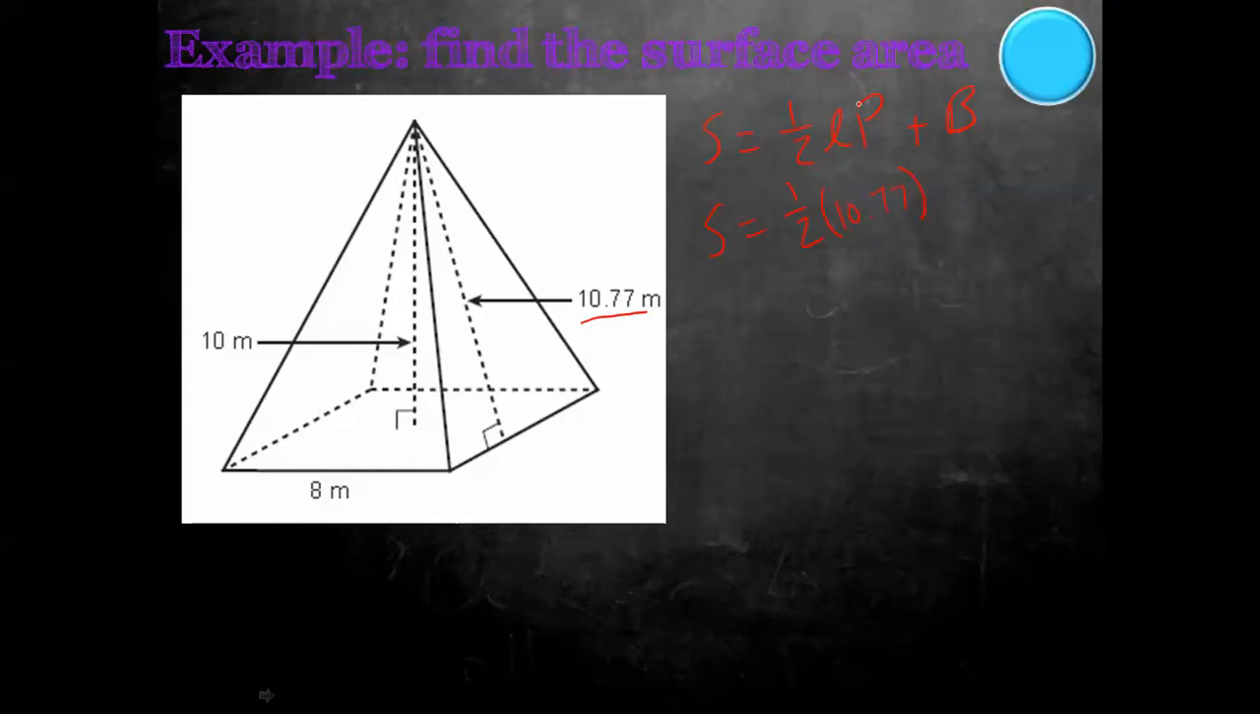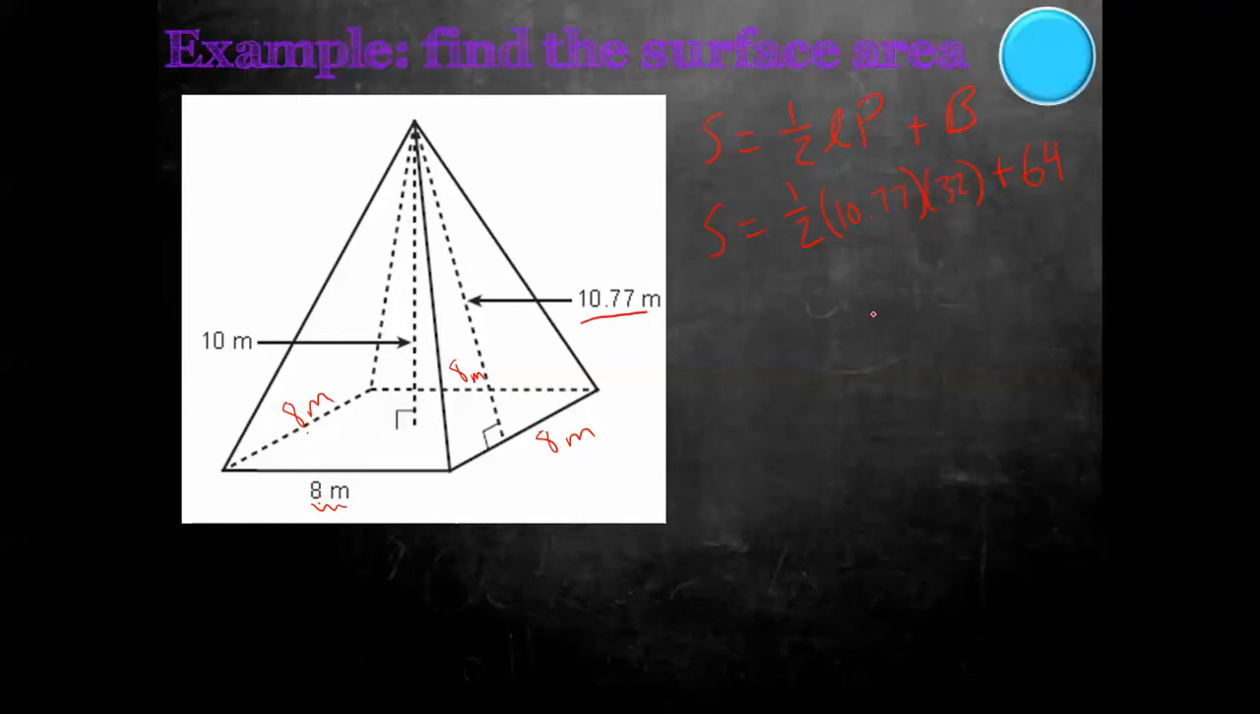P stands for the perimeter of the base. If we look here, we have a square pyramid. So if this is 8 meters, then we know that this is 8, and this is 8, and this is 8. So the perimeter, when we add them all up, 8 plus 8 plus 8 plus 8, is 32. Now the area of the base: the area of a square is side times side, 8 times 8 is 64.